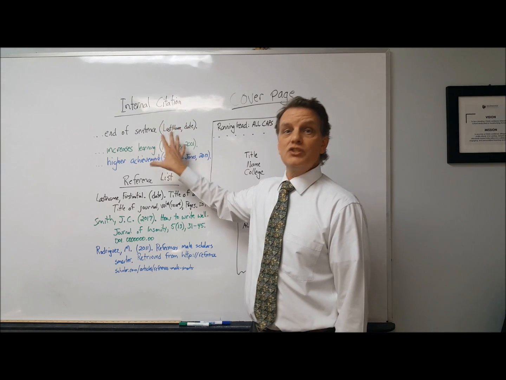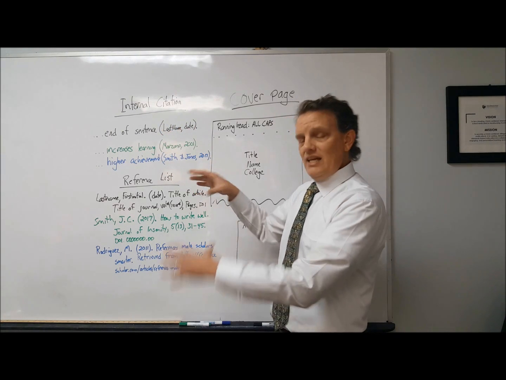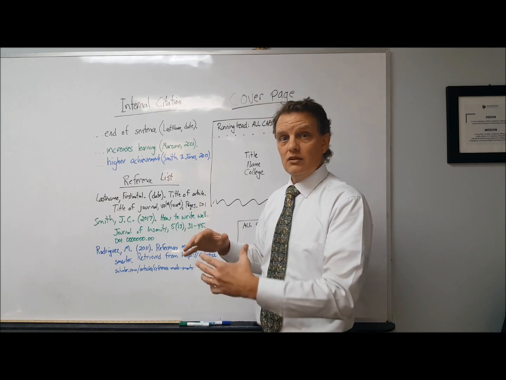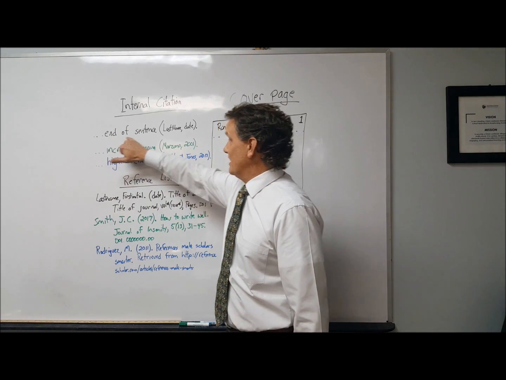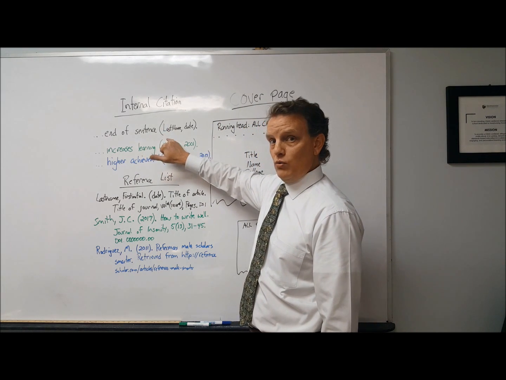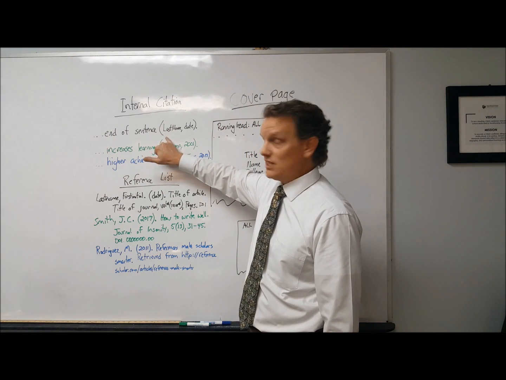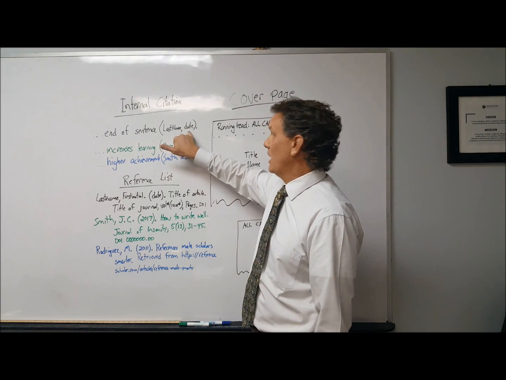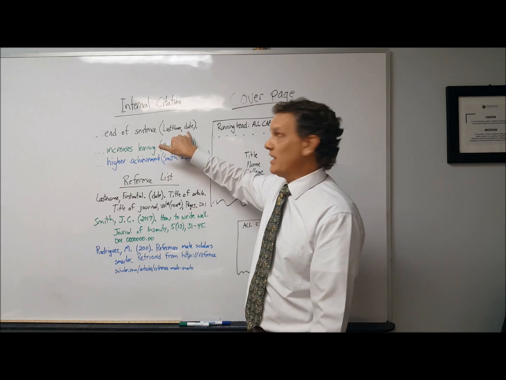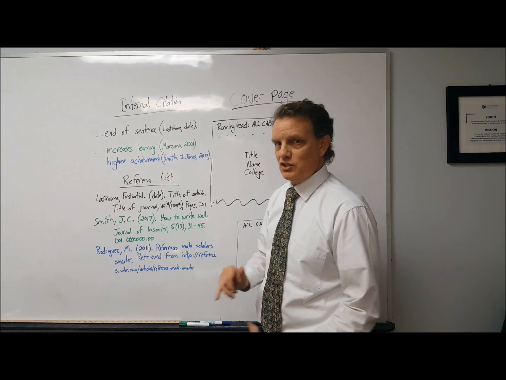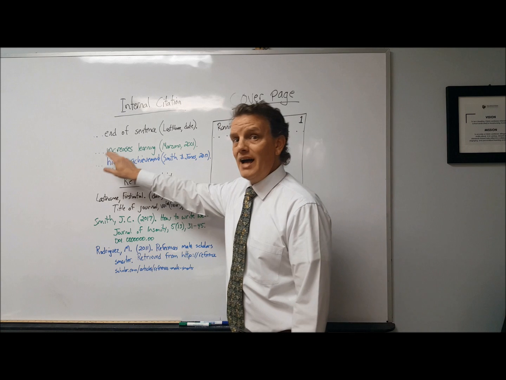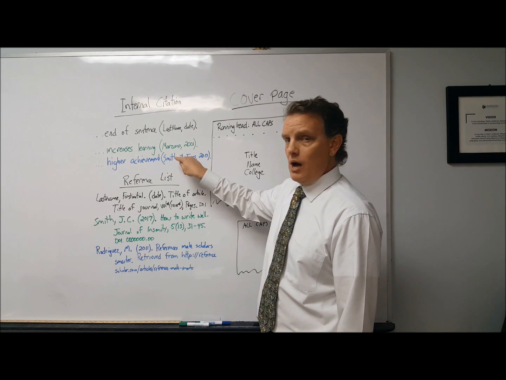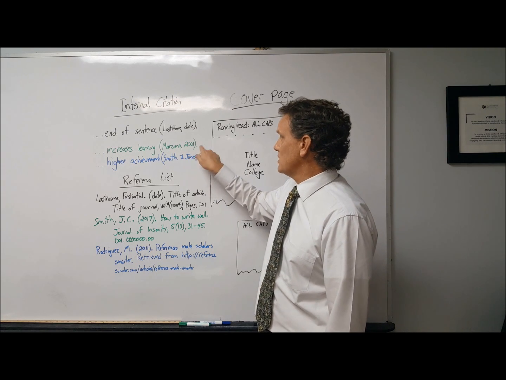Your internal citations, when you are writing in the body of your paper: you're going to cite a reference. At the end of the sentence, you're going to have parentheses, last name of the author, comma, and the date of publication, close the parentheses, period. For example, blah, blah, blah, increases learning, open parentheses, Marzano, comma, 2001, end parentheses, period.